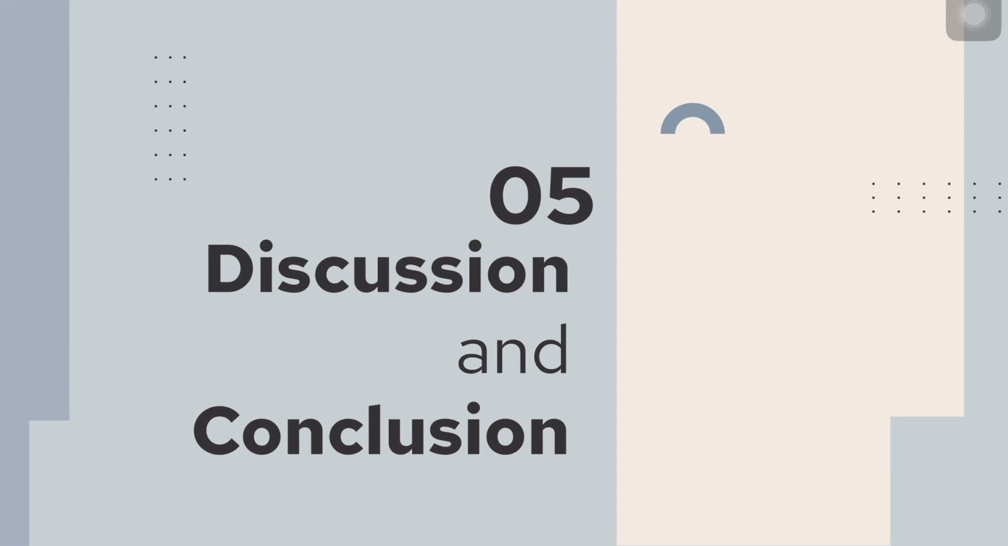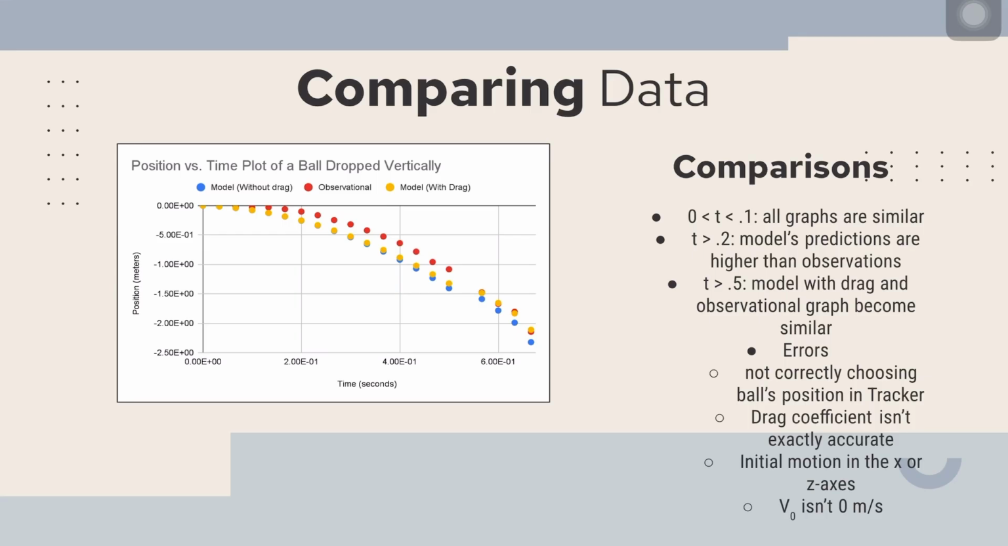Finally, we have our discussion and our conclusions. So first, our comparisons. From 0 to about 0.1, all the graphs generally look similar. However, they move away from each other. All three graphs move away from each other once t is around 0.2. Both models actually overestimate our observations and say that the ball would be further down than it actually was. However, the model including drag and our observations become very similar at around t greater than 0.5, as the drag and observational models both include air resistance, which makes this relationship make sense.